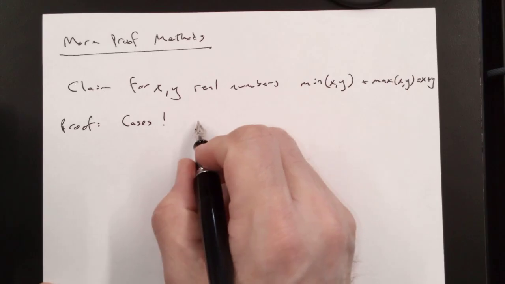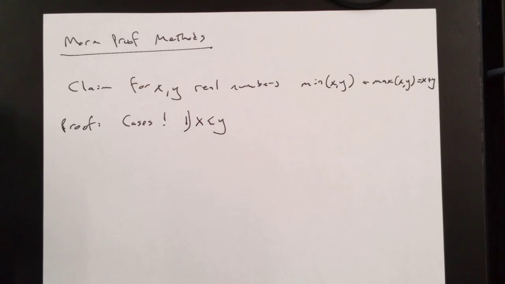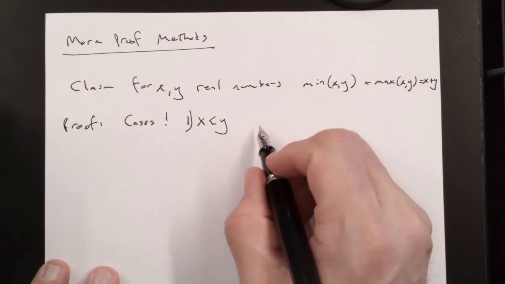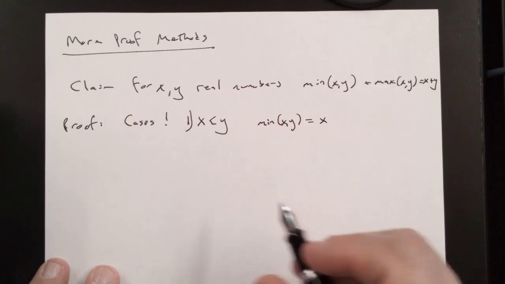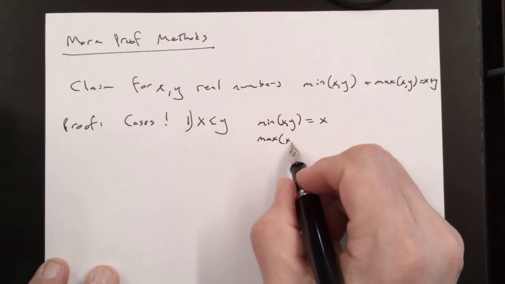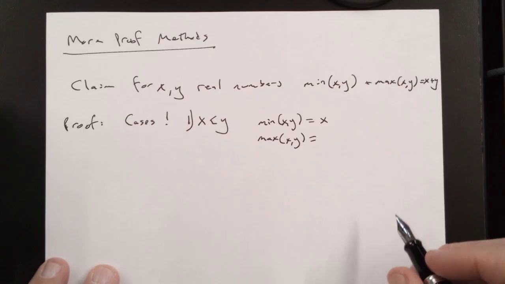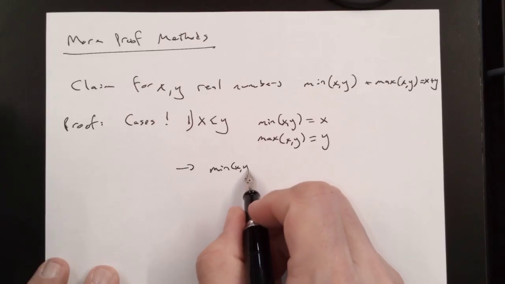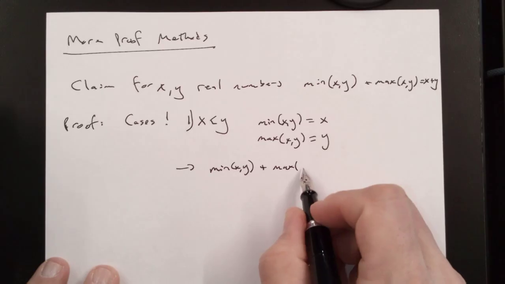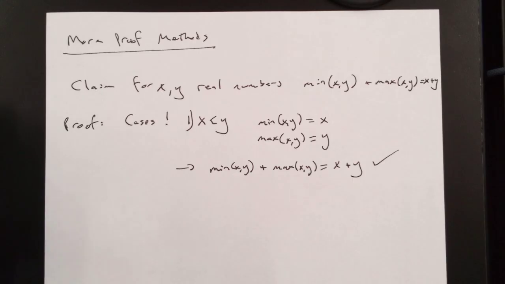Case one, x is smaller. Okay, well, if x is smaller, then when I look at this up here, the minimum of my two numbers is x, and then the maximum of my two numbers is the other one. And therefore, the minimum plus the maximum is exactly what I wanted.